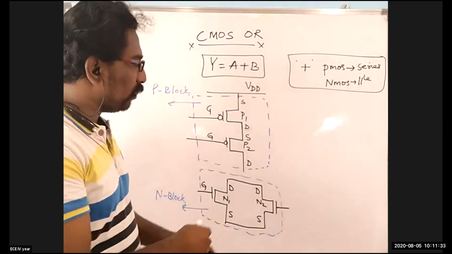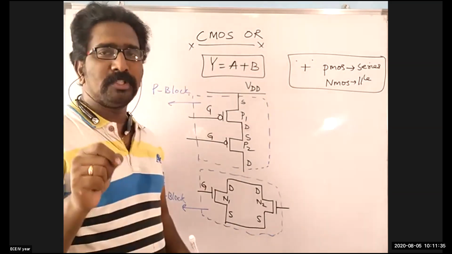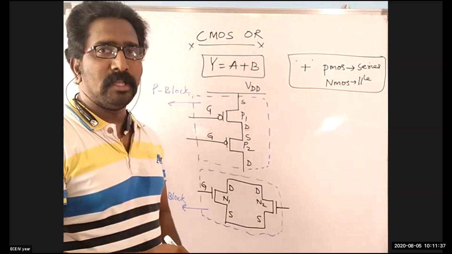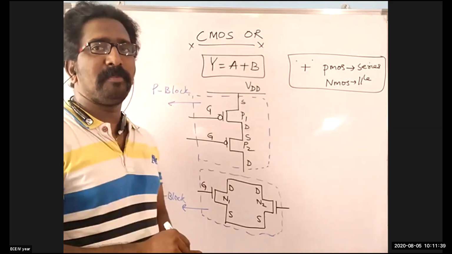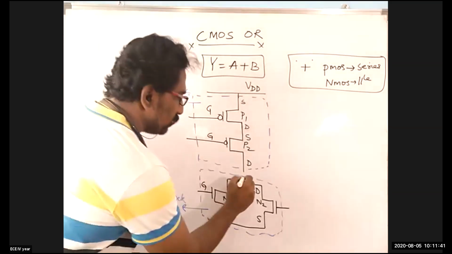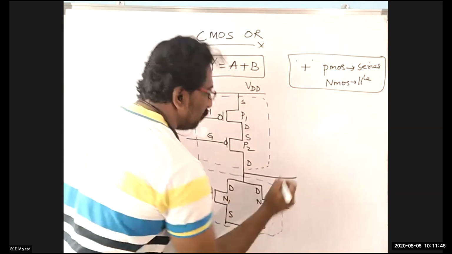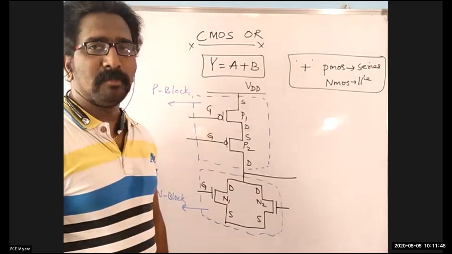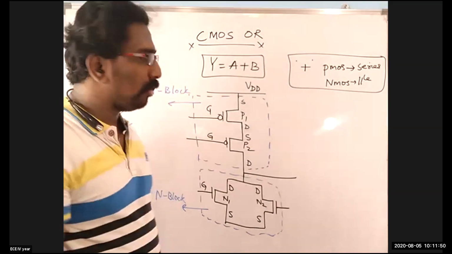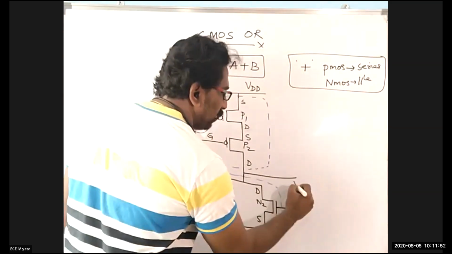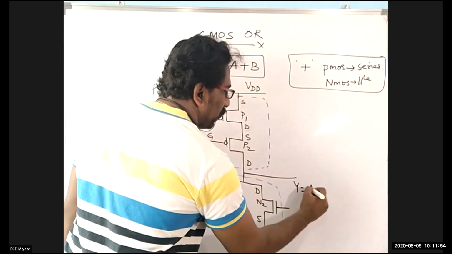Now, how to get the output? We all know that the output will always be obtained at the drain terminal only. It means that I need to short the drain of the P block and the drain of the N block. So this is the drain of the P block and the drain of the N block. If I short it, here will be the point where I'll be obtaining my output. Let that output be denoted by Y equal to A plus B.